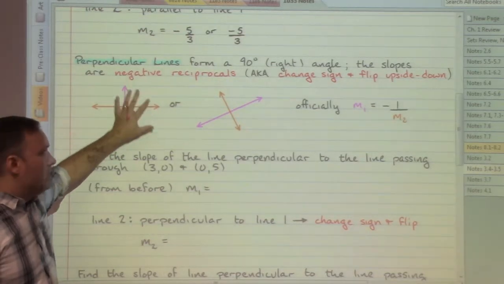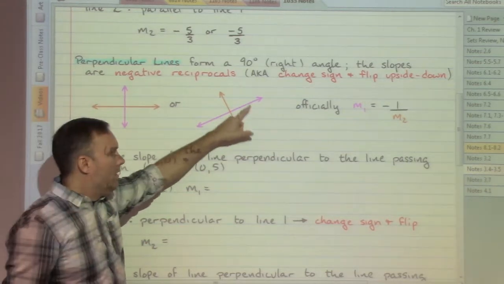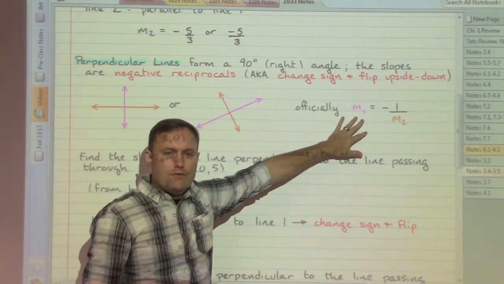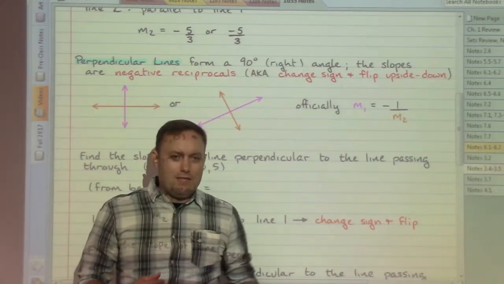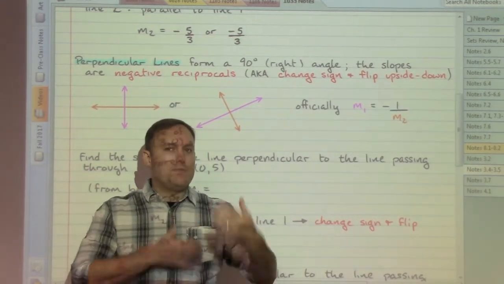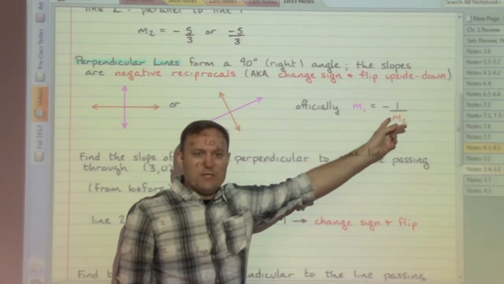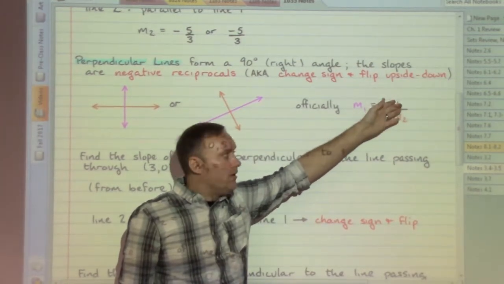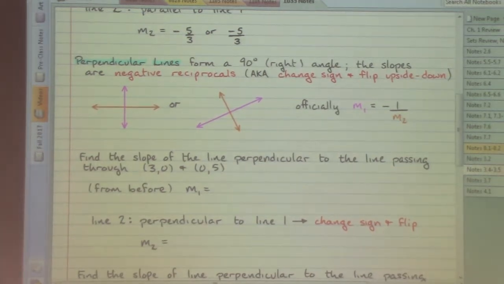For all the lines that are not the horizontal vertical pairing, all the slanted versions, we have this official relationship that really means if we take the slope of the first line and we change the sign and flip it upside down, we would create the slope of the second line. That's what this means. We would change the sign and we would flip it upside down, and that's going to give us the slope for the second line that we would want to create.